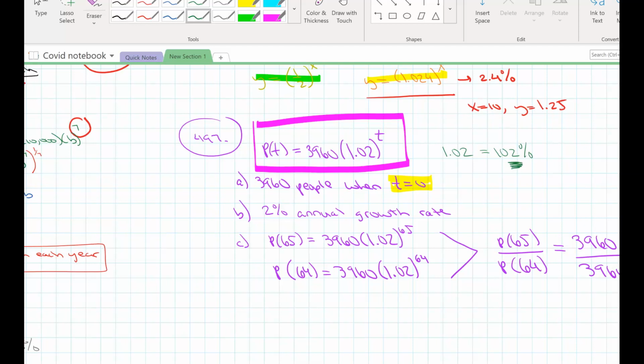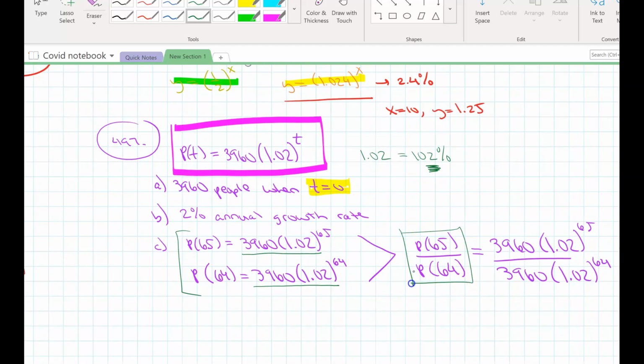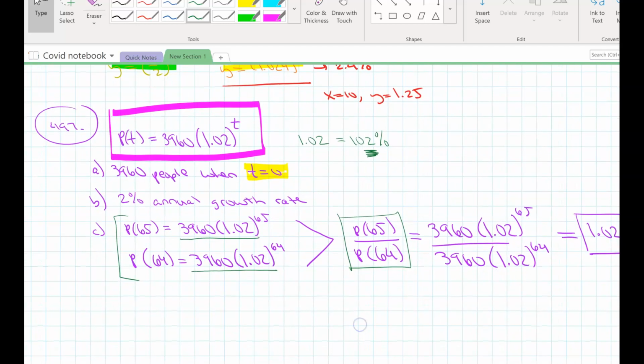And then what's interesting, Morgan, is when you did this part here, finding P of 65, P of 64. When I looked at the question, they never wanted you to find the actual value of P of 65. Like if I had to calculate this, I would certainly use a calculator. All they wanted you to calculate was this quotient. So believe it or not, you didn't need a calculator at all. So here's P of 65 divided by P of 64.